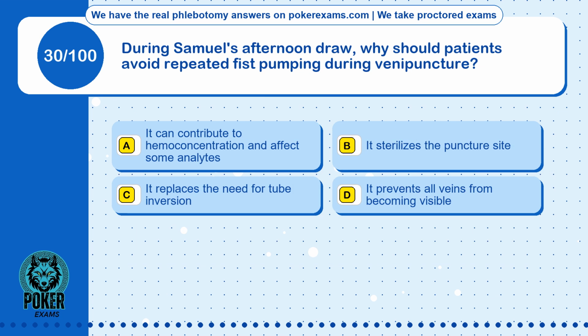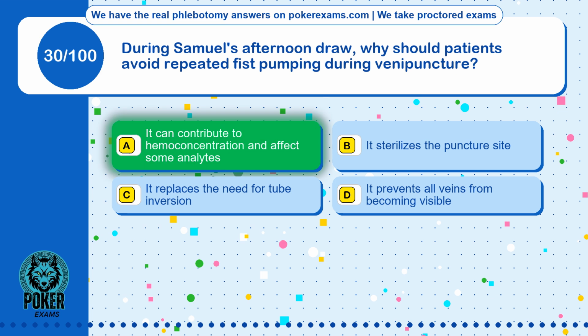Question 30. During Samuel's afternoon draw, why should patients avoid repeated fist pumping during venipuncture? Option A. It can contribute to hemoconcentration and affect some analytes. Option B. It sterilizes the puncture site. Option C. It replaces the need for tube inversion. Option D. It prevents all veins from becoming visible.